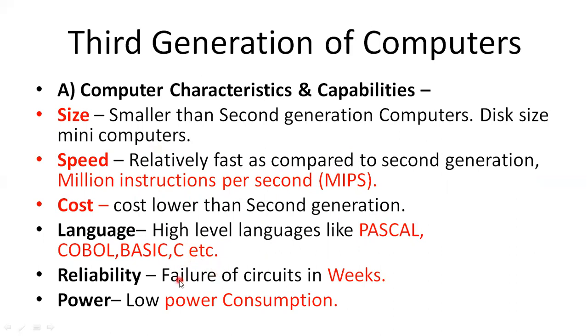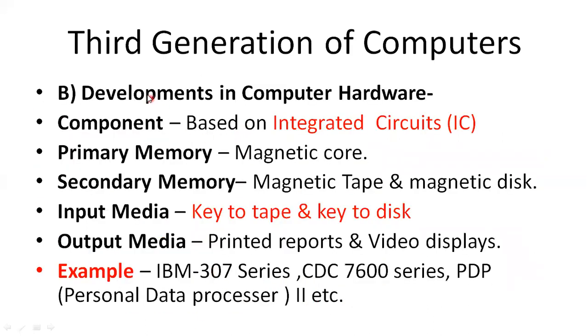Reliability: relatively, the failure of the circuit is in a week, but in the second generation, the failure of the circuit was in a day. Low power consumption. And then development: which components were used? I think you discussed that one. Which type of component was used? The integrated circuit is the main component in the third generation computer. The primary memory is magnetic core, and secondary memory is magnetic tape and magnetic disk.